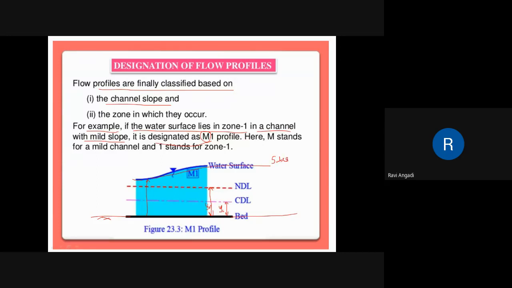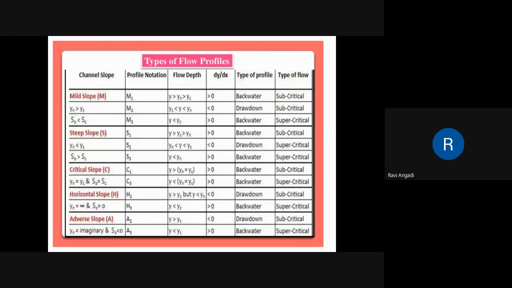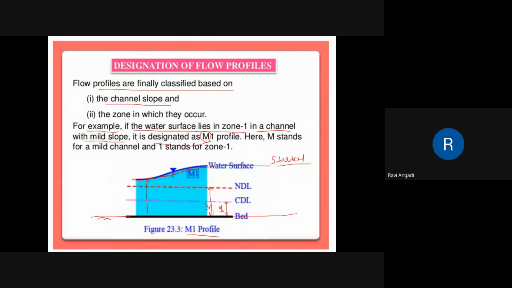I hope you all understood, because the depth of flow is more than critical. Is it clear? This is called the mild slope profile. M means mild slope, and 1 means it is lying in zone 1. This is the M1 profile. Likewise, you can classify the various types, M1, S1, A1, according to the different types of slopes you have.